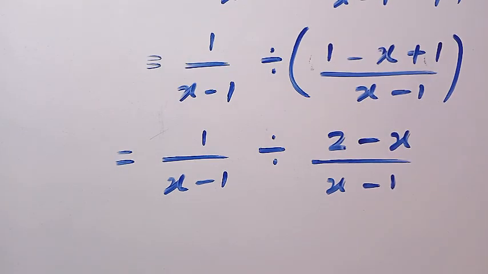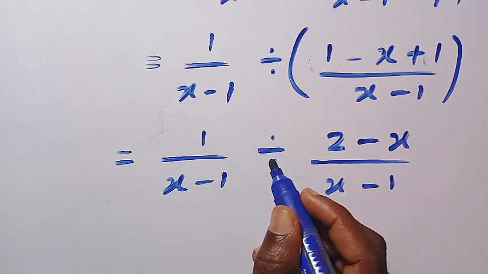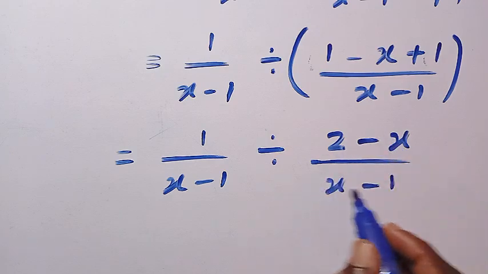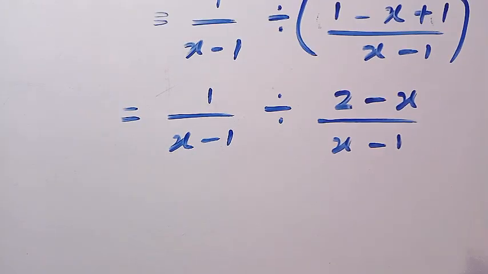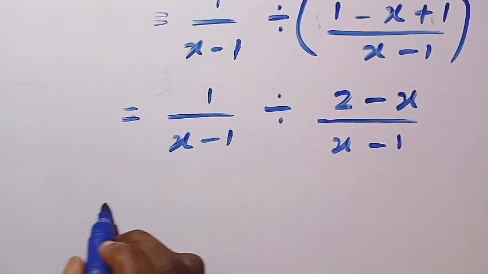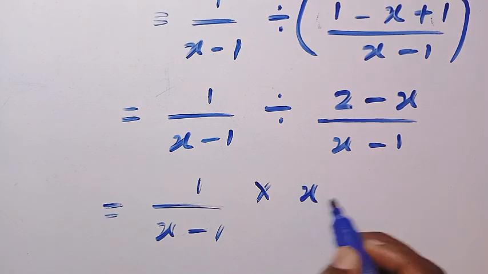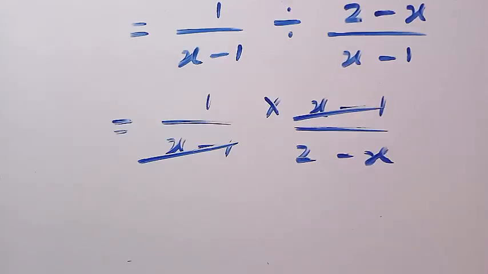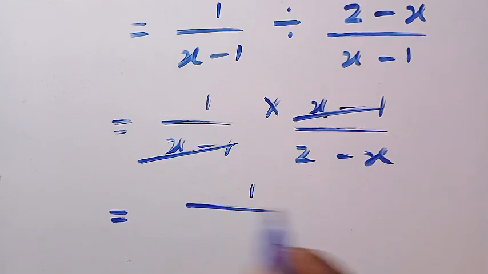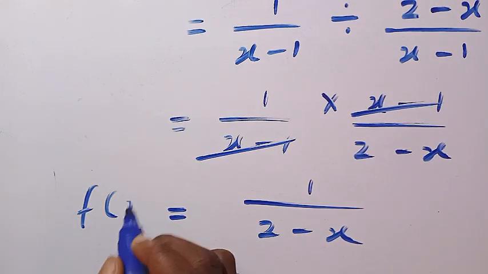After this, we apply the rule of reciprocal. This is division, so we change it to multiplication, and we interchange the two: 2 minus x comes down and x minus 1 goes up. So we have 1 over (x minus 1) multiplied by (x minus 1) divided by (2 minus x). The x minus 1 terms cancel each other, therefore we have 1 over (2 minus x). The result equals f of x.